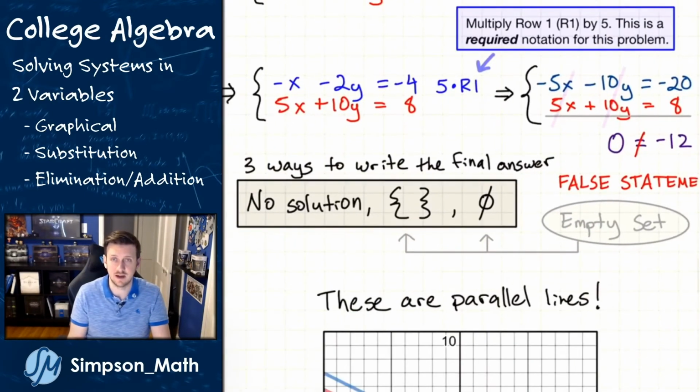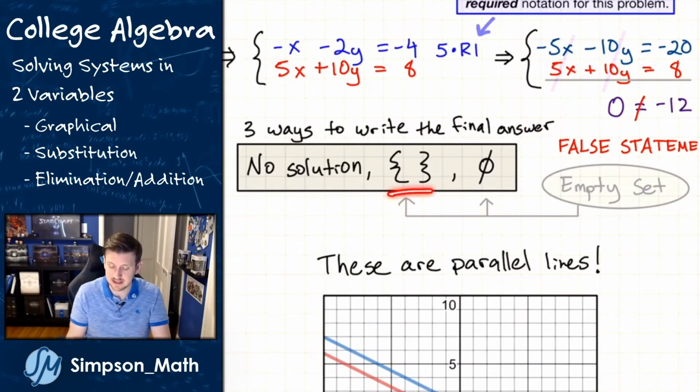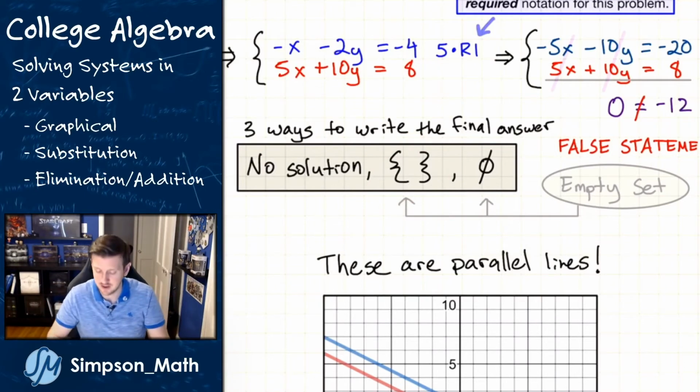That's what this next symbol is. This is saying it's the set that's empty. It's the empty set. There's nothing in the set. So just draw the set brackets with nothing in it. Ta-da.